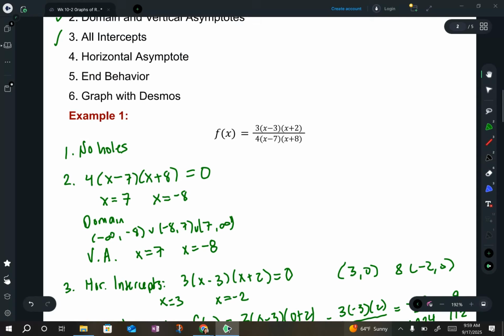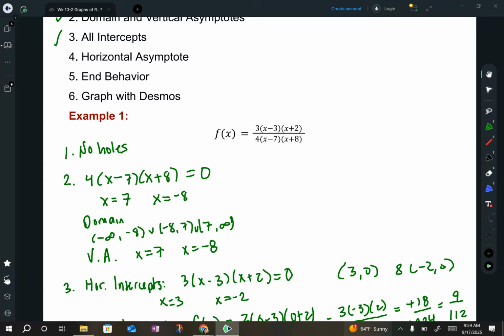My horizontal asymptote, okay, so this is the one that has those rules, right? The rules regarding the degree of the numerator and the degree of the denominator. Now, when it's all factored out like this, it's a little bit harder to find the degree, but we know that this is a quadratic in the numerator and also a quadratic in the denominator. So that's going to be degree 2 for both of them.